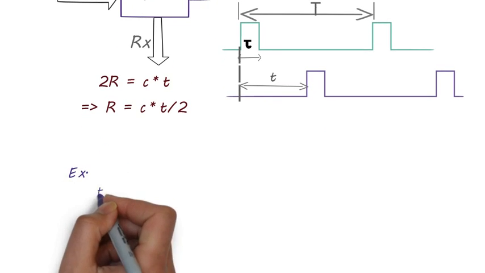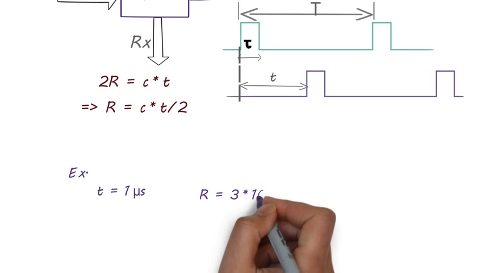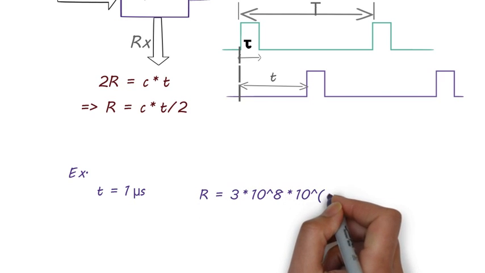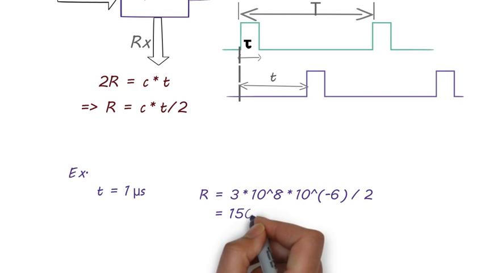For example, if time taken is 1 microsecond, then range will be 3 into 10 to the power 8 into 10 to the power minus 6 divided by 2. That will be equal to 150 meter.